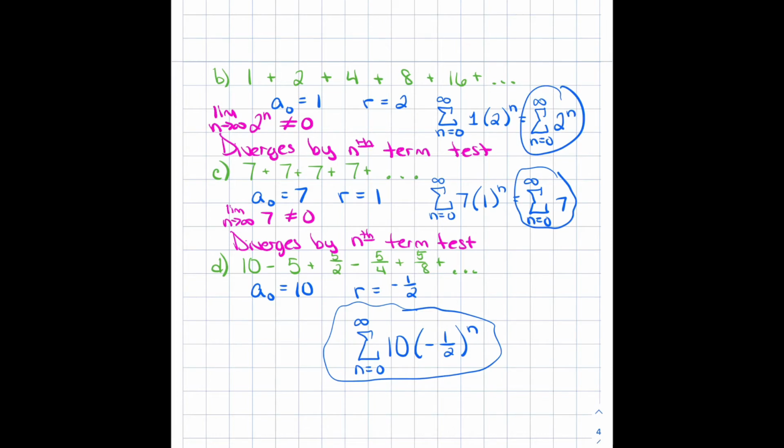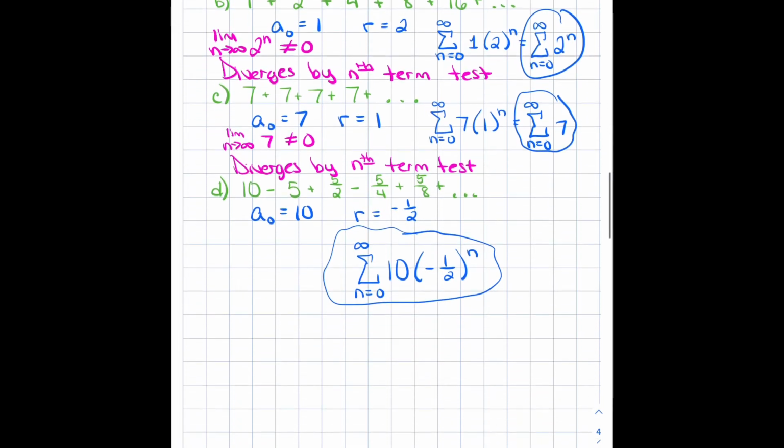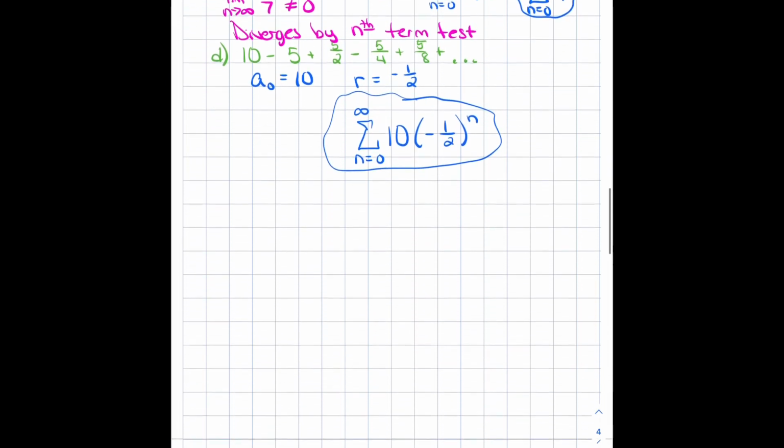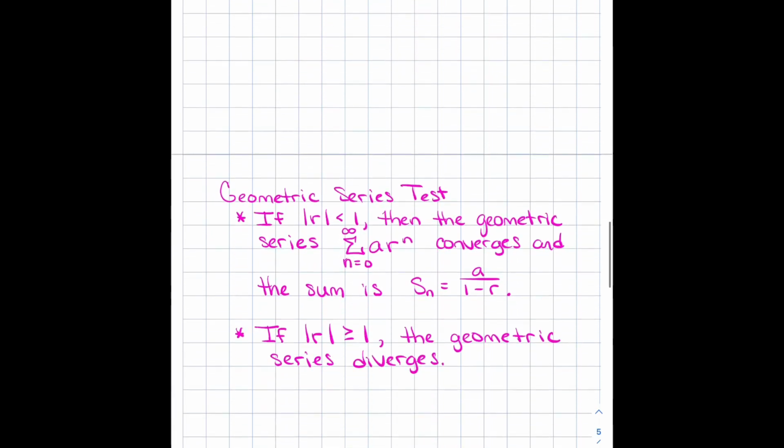Even though D is oscillating between positive and negative, some of the numbers we're adding on are taking away from the others, so we're definitely getting closer to 0 here, especially because -1/2 is to the n power.